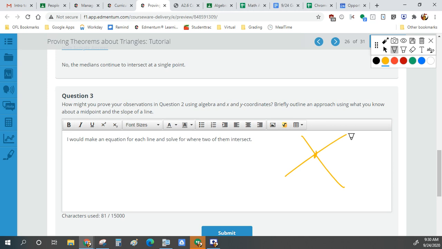We're going to make up an equation, y equals mx plus b, and another, y2 equals m2 x2 plus b2. The reason I put a little subscript 2 is to say that it's a different line. So this is a different line than that line. And then I'm going to figure out where they intersect by making them equal. Make an equation for two lines and solve for where two of them intersect.